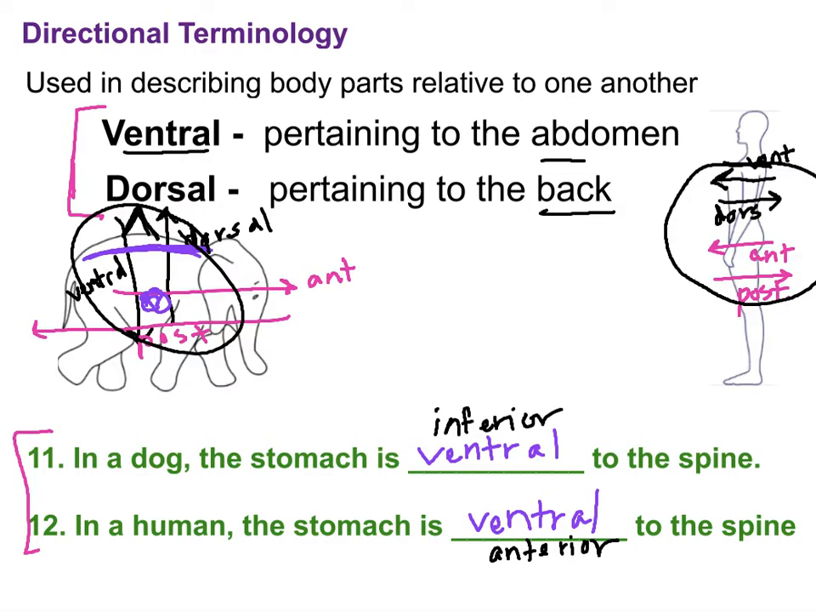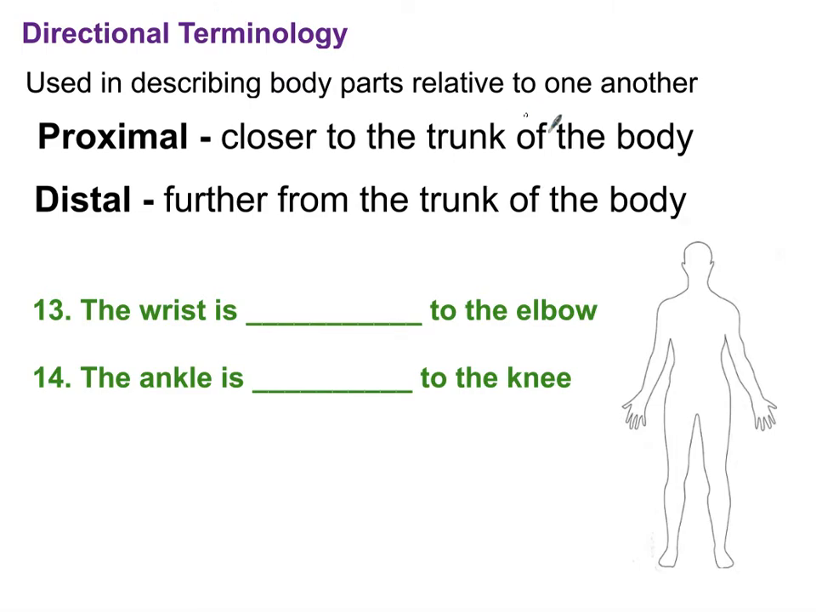Okay, hopefully that didn't confuse you too much because we have two more terms that we need to talk about. The last two are proximal and distal. If you think about someone giving an approximation, they're coming up with an estimate that's close to an answer. So prox means close, and dist, like distance, means far. So proximal means that something is closer to the trunk of the body, whereas distal means that something is further from the trunk of the body.